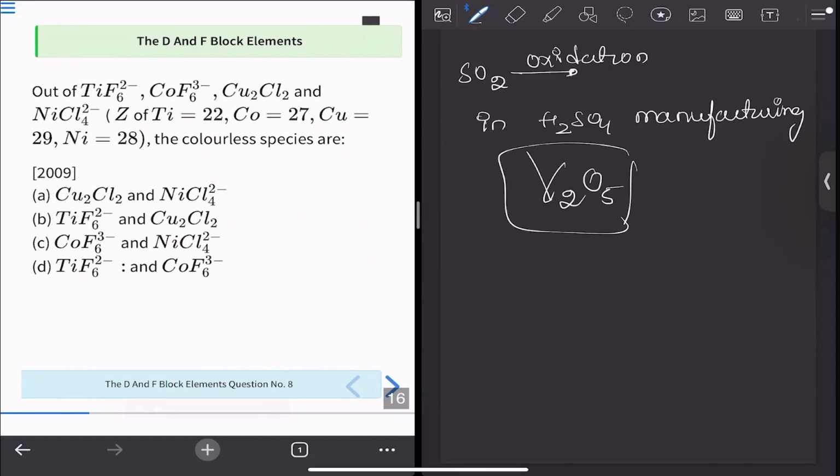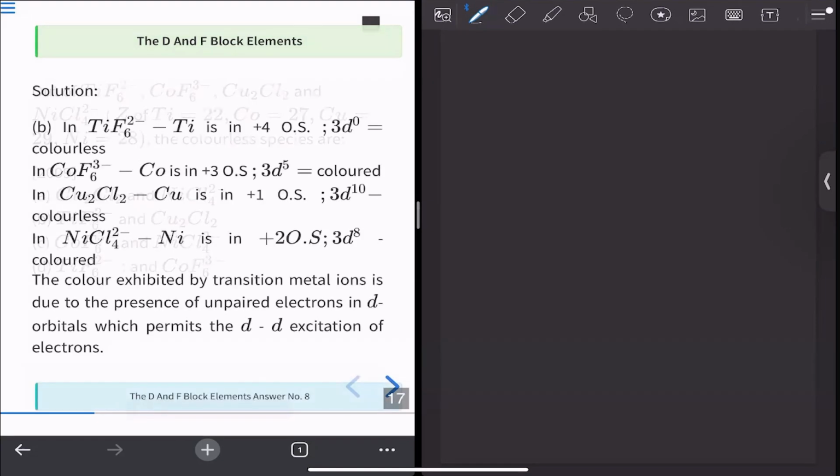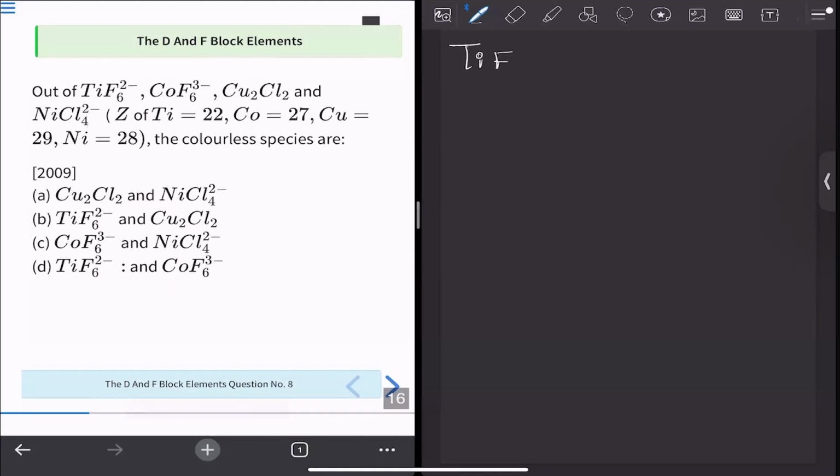So the next question is: out of [TiF6]2-, [CoF6]3-, Cu2Cl2 and [NiCl4]2-, the colorless species are which? So let us write the configuration. In the case of [TiF6]2-, what is the oxidation state of titanium?